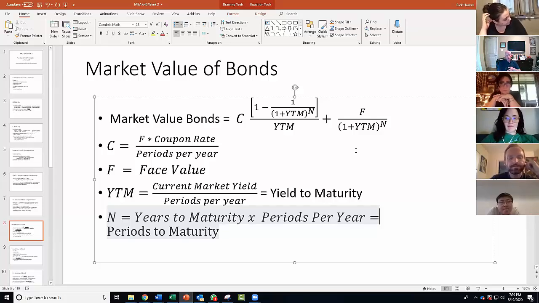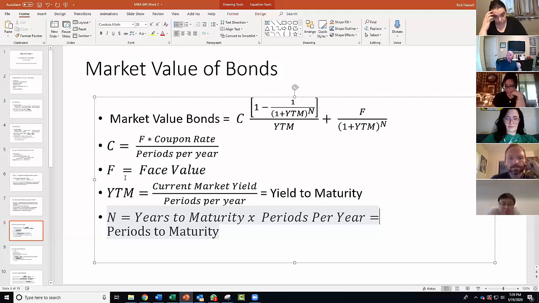We can look at treasury rates for today. We can look at bank lending rates for today. There's all kinds of repositories online that will give us this information. Okay? So what does N stand for? Well, N now is years to maturity. Okay? So there's years to maturity times the periods per year. So that's the periods then to maturity.